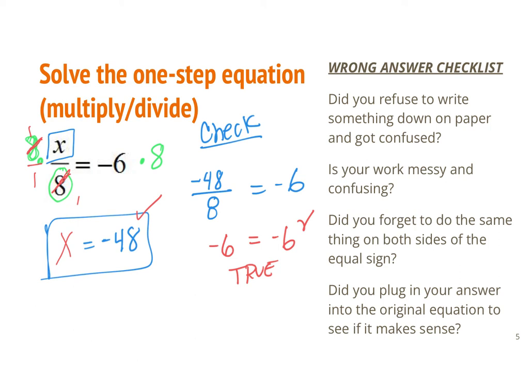Third, maybe you forgot to do the same thing on both sides of the equal sign. Remember, you have to do it on the left side of the equal sign and the right side. Last, did you plug in your answer to your equation to see if it makes sense? Maybe you did a silly mistake that really doesn't even make sense, and you can catch it if you were to check your work.